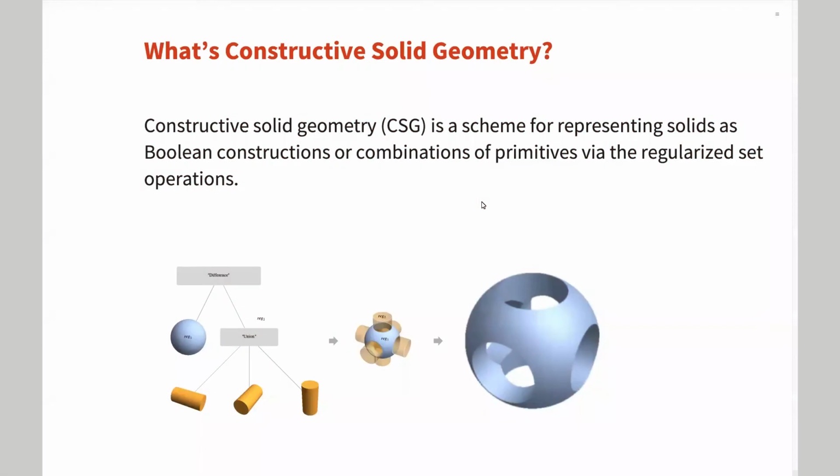So what's constructive solid geometry? Essentially it's a technique, a scheme of representing solids. Let's just think about 3D solids. It uses Boolean constructions, a combination of Boolean objects where you have some base primitives like cylinders and balls, and then you combine them: intersect them, or make a union or difference. And you hope that those operations are a set of regularized operations. Essentially, you want them to always generate a solid object.